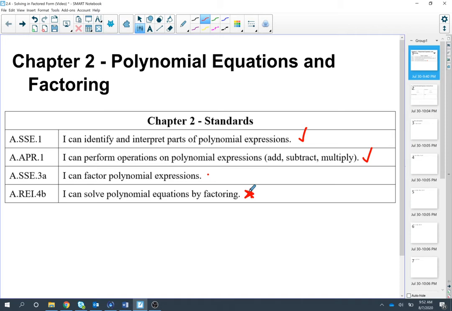And then after we're done with 2.4, we're going to backtrack a little bit and we're going to go back to I can actually factor a polynomial expression. So by the end of the chapter, this should all make sense. But for right now, if you're feeling a little off on why are we doing this, that's okay.